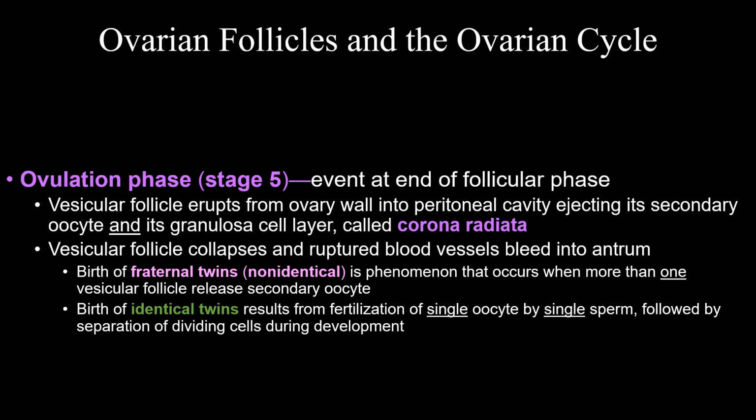And this phenomenon results in those fraternal twins or non-identical twins. And it occurs more commonly in some families, and it also increases in frequency with advancing maternal age. Identical twins are a completely separate phenomenon that results from fertilizing one oocyte with one sperm and then a separation of the dividing cells early in development.